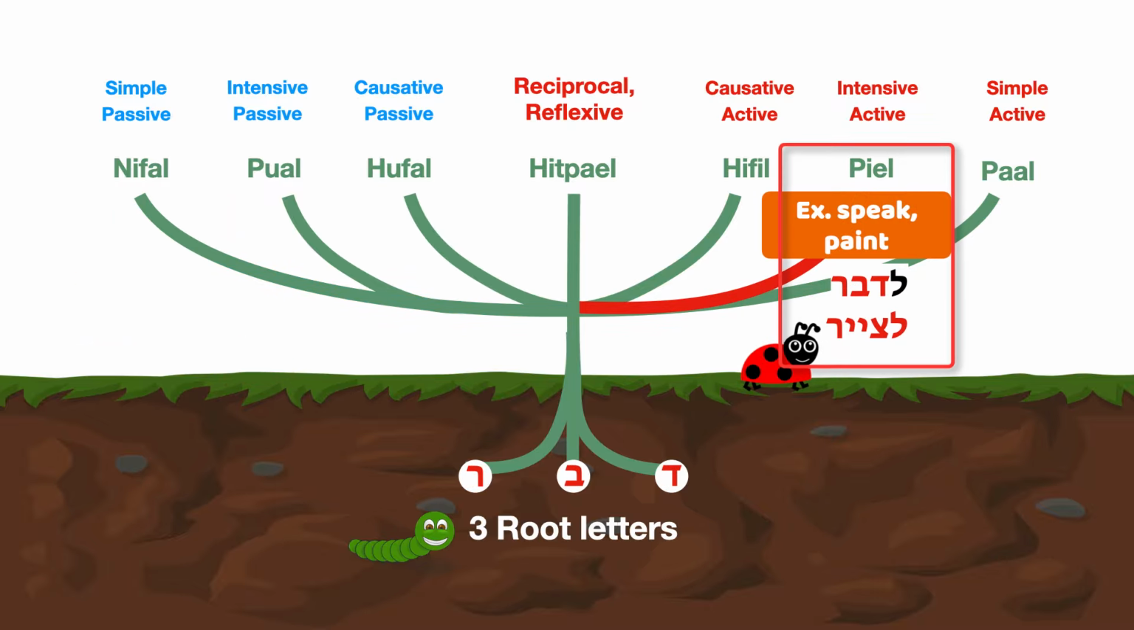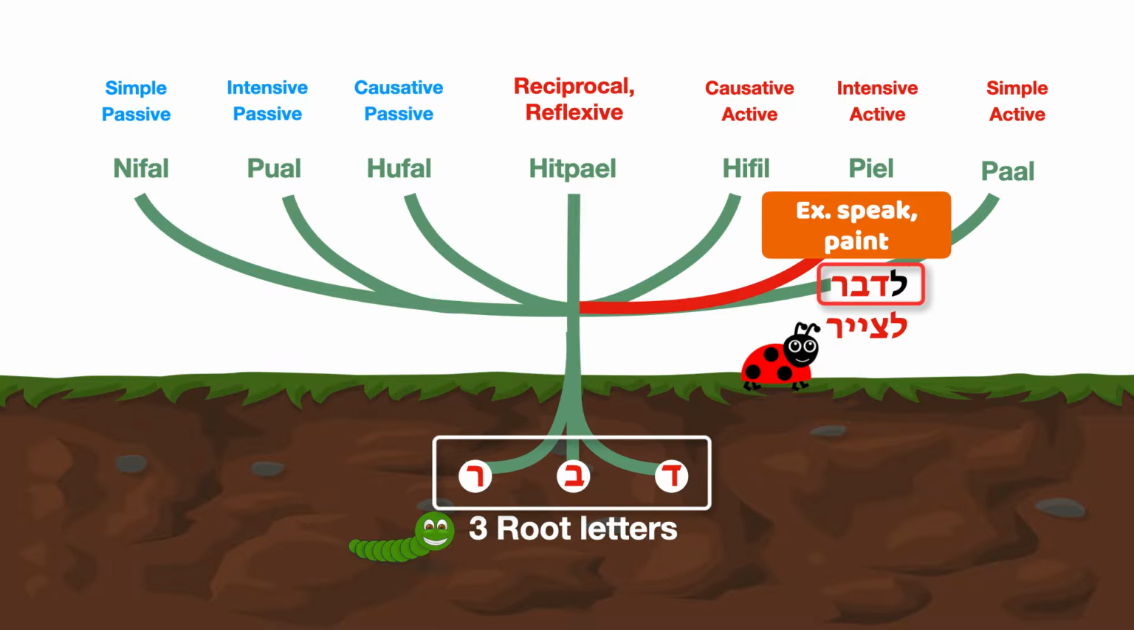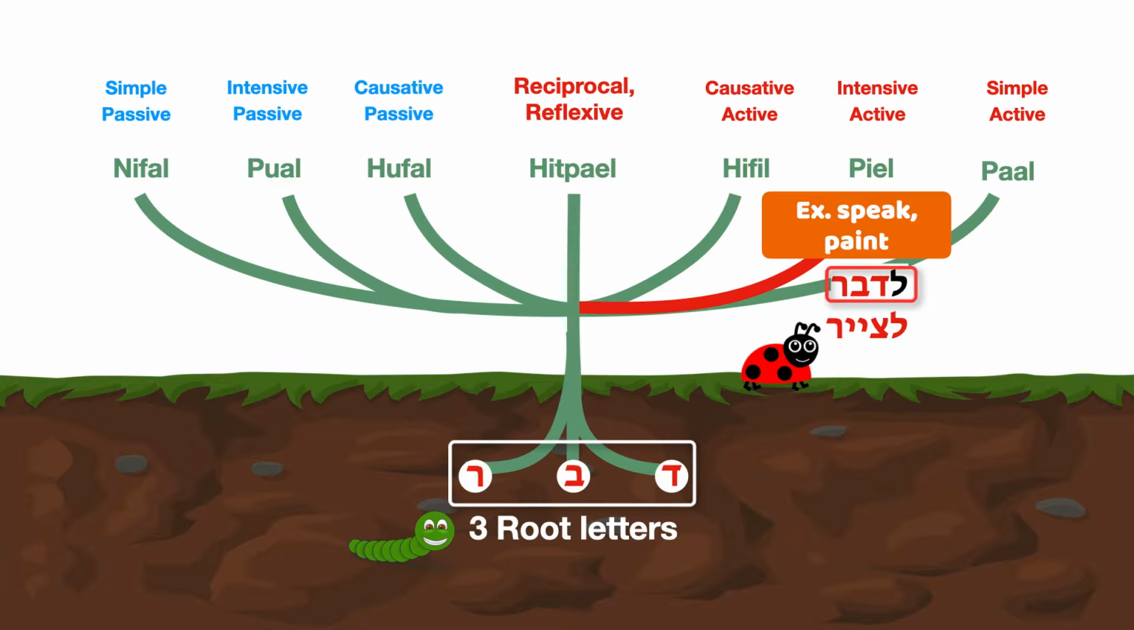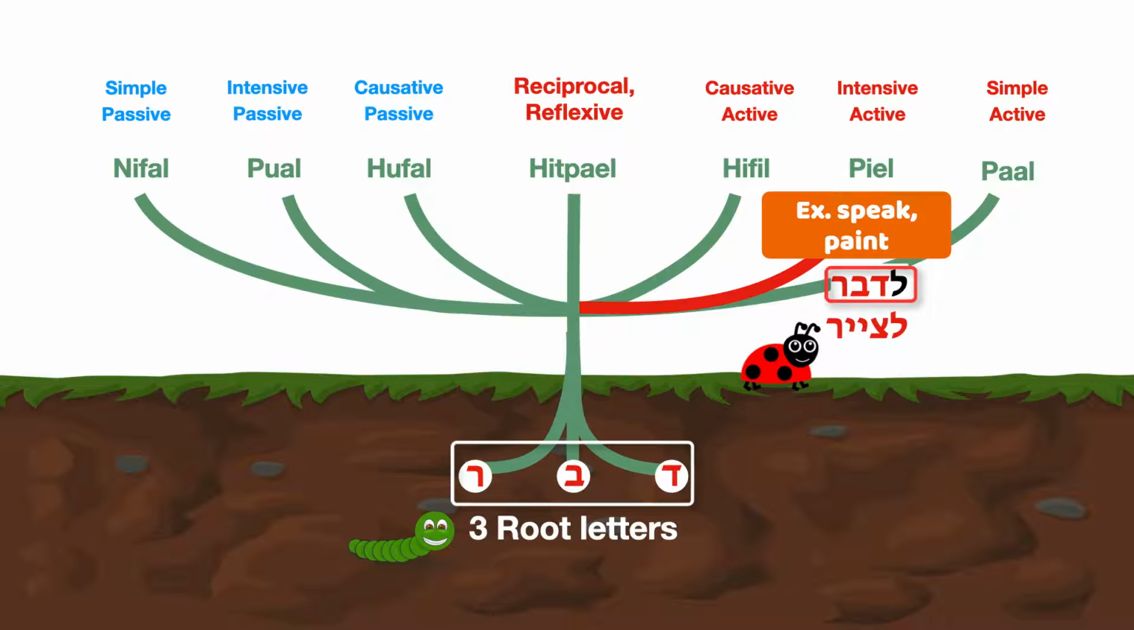Now, let's take a look at PL verbs. These verbs are intensive active actions. It is closer to the center compared to Pual verbs, so the activity is more intense. Let's see our first PL example. The root letters here are ד' ב ריש. The general rule for PL verbs is to add the prefix le before the root letters. In this example, the verb formed is לדבר. This is the Hebrew verb, which means to speak.